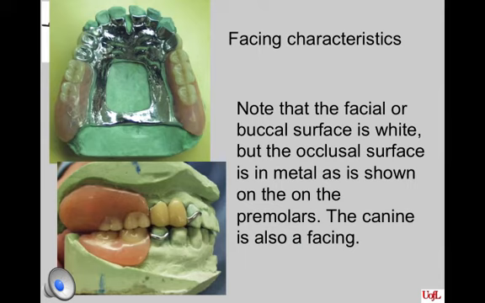Note that the facing has a buccal or a facial surface that is white, but the occlusal surface is in metal as shown on the premolars number 4 and 5 and on the canine on the opposing side. So if we're doing an aesthetic case and we're doing premolars, the tube tooth would be more aesthetic because it has an occlusal surface that is white as compared to the facing.